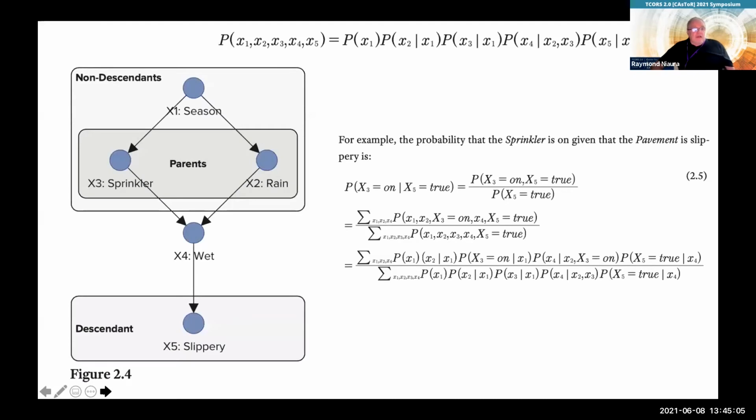And you don't need to drill into this deeply, but this is a classic Bayesian network example where we're interested in the probability that the sprinkler is on, given that the pavement is slippery. You can see how you can just factorize the joint probability distribution to give you the answer to that question. So this is, again, just a classic example in the Bayesian network literature, but you can also see how the networks are depicted.